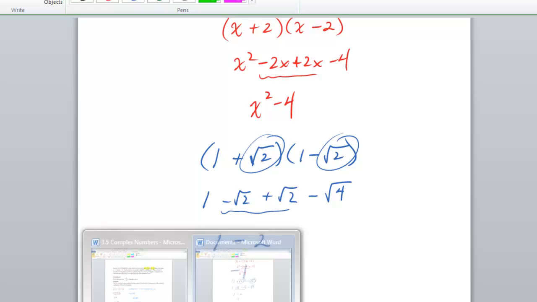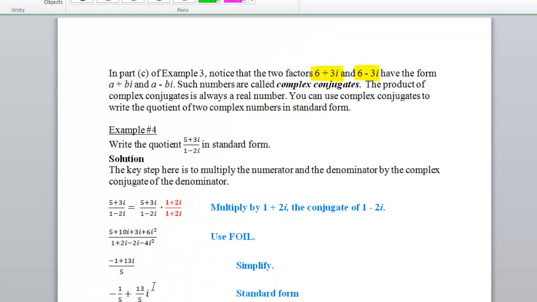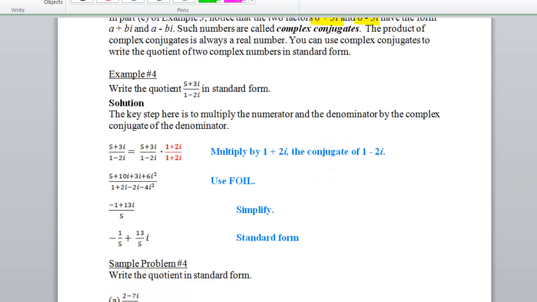The same thing takes place with complex numbers. When we have an imaginary number in the problem, we can use complex conjugates to actually eliminate the imaginary number. If you look at example problem number 4, we have a situation where we're dividing complex numbers. We have a complex fraction, if you will. And you can see we have 1 minus 2i.